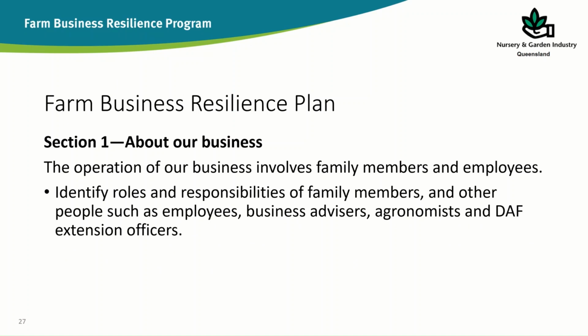The section on family members and employees identifies roles and responsibilities of people involved in the business operation. You should include family members and other people such as employees, business advisors, agronomists, and DAF extension officers.